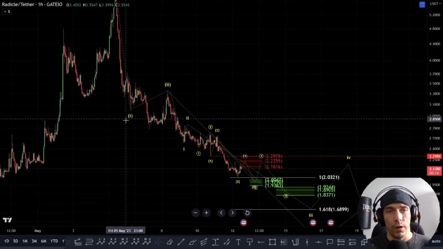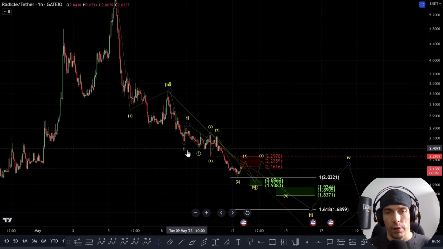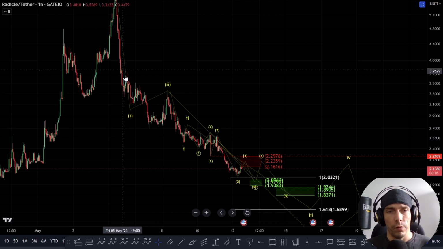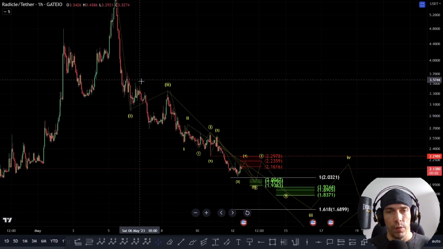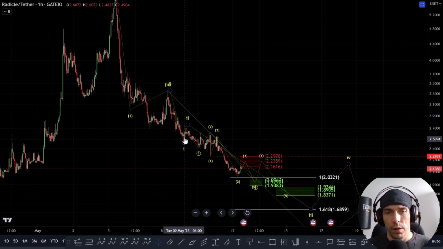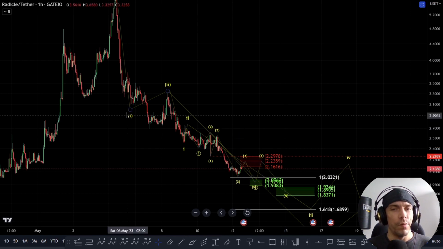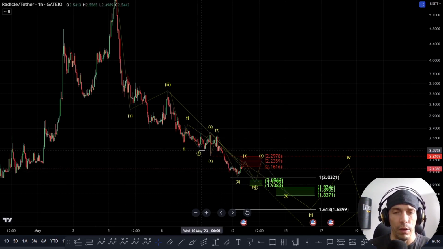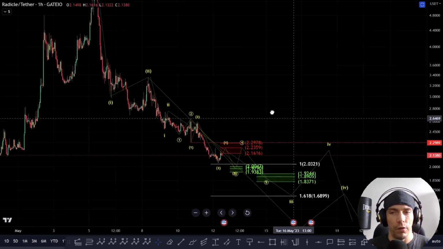I mean, this move down is definitely looking impulsive, but it's how we count this next move. I guess if we had to turn now in reverse, we'd have to say that there's some kind of a diagonal here where this would be 1, 2, 3, 4, and 5, but it would be very shallow 5th wave, and I don't really like the look of it, to be honest with you. I think it's more likely that we're going to see this continuation to the downside.